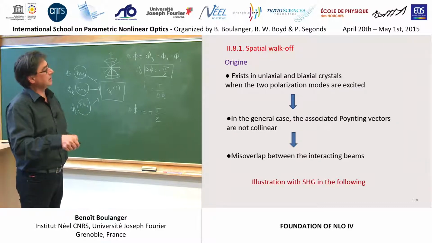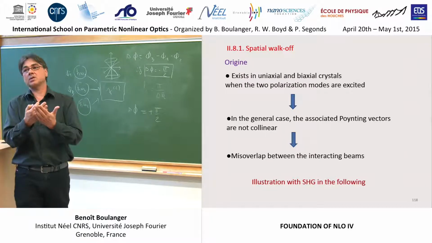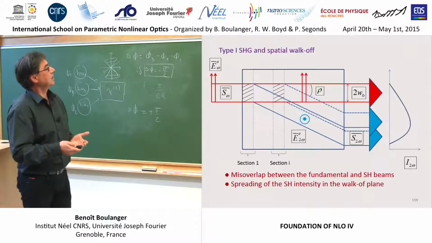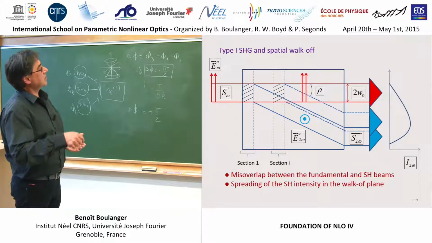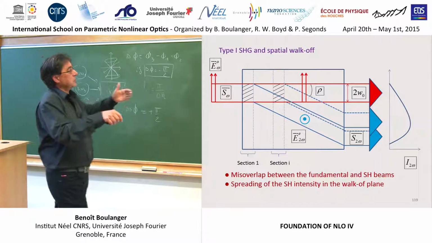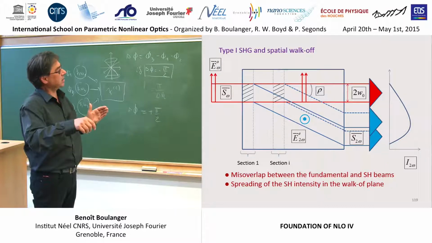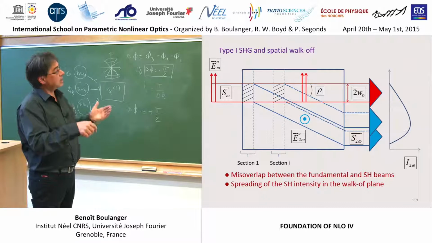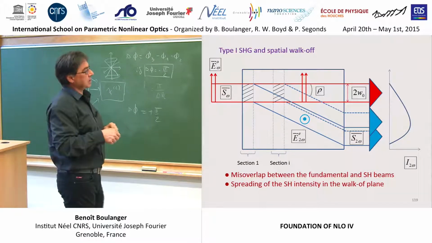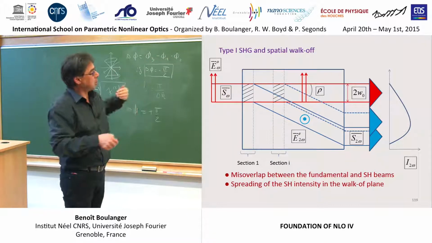So in the general case, the Poynting vectors of mode plus and minus are not collinear, and so we have a misoverlap between the interacting beams, and so some decreasing of the efficiency. Okay, so let's begin with type 1. So in type 1, you have the incident beam, for example, here. I took the example where I consider a phase matching direction where the fundamental beam has an ordinary polarization. So it means that you have no deviation of this beam in the medium. And now if you look at the second harmonic beam, you can keep the picture I gave you this morning, and so to consider section by section of the nonlinear medium along the direction of propagation.